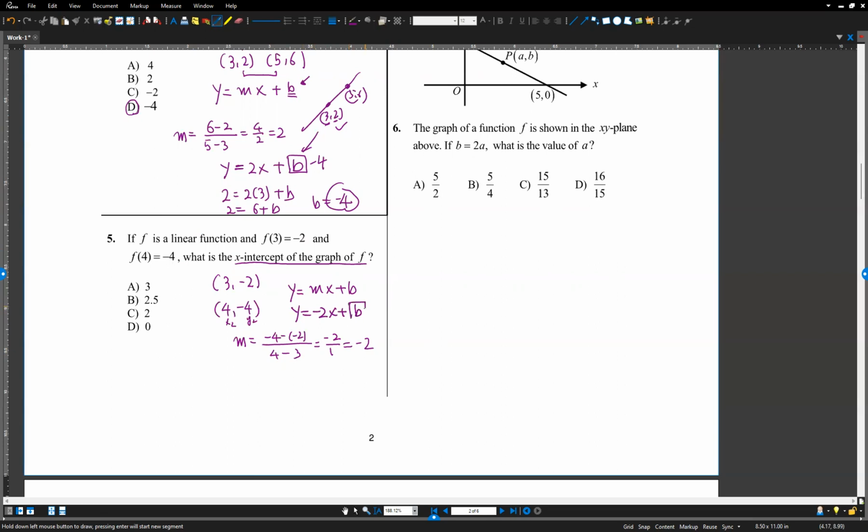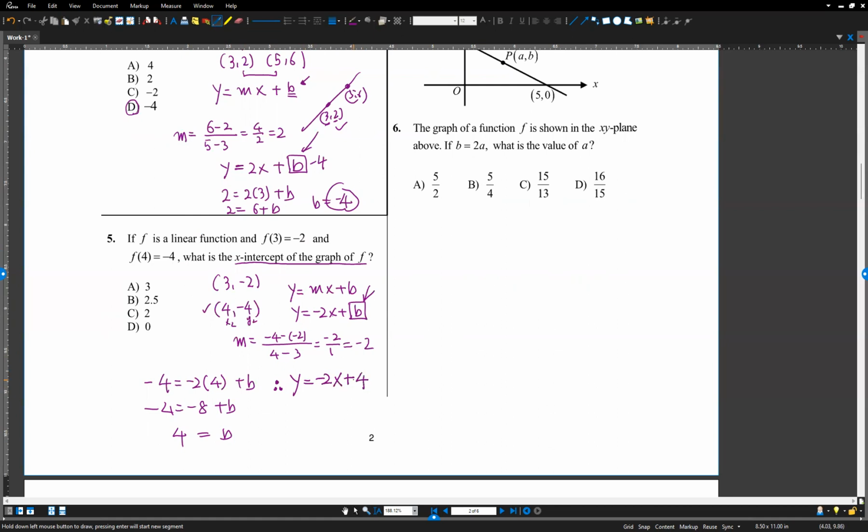Still, we need to find b. To find the y-intercept, we need either point. I'm going to take the next one. When y is negative 4, x is 4. So negative 2 times 4 plus b. Negative 4 equals negative 8 plus b. b equals what? Plus 8, so b is 4. So the equation is y equals negative 2x plus 4.